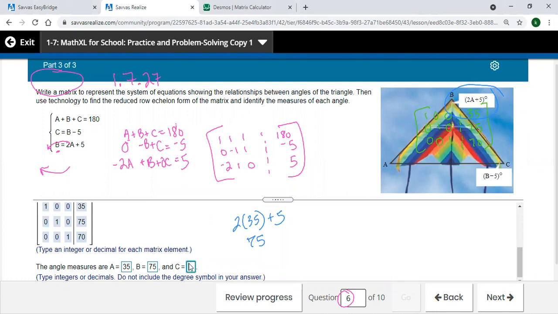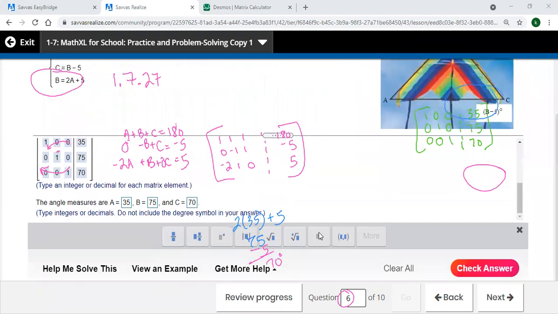And then C is what's left. So that's 110. This should be 70, but we'll check it from the formula over here as well and see what we get. So C says you take B minus 5. So 70 minus 5 is indeed 70. So that adds up to 180. So I'm going to say, I think we did all right.